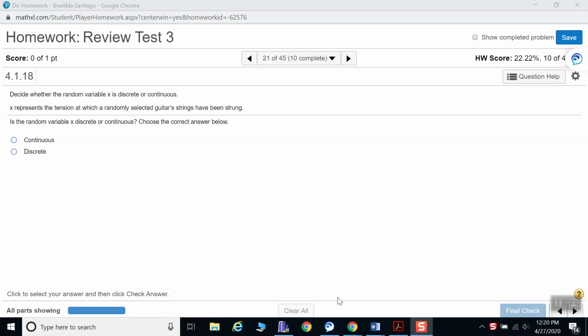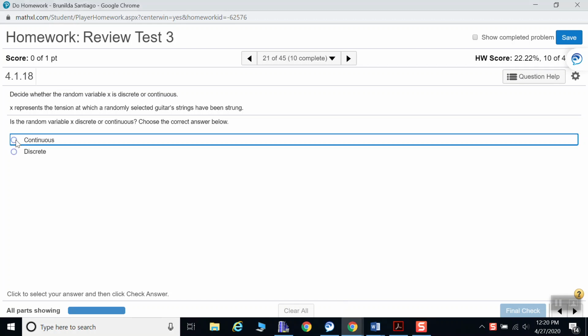X represents the tension at which randomly selected guitar strings have been strung. So the tension has to be measured. So is the random variable x discrete or continuous? Since it needs to be measured, it is a continuous random variable.